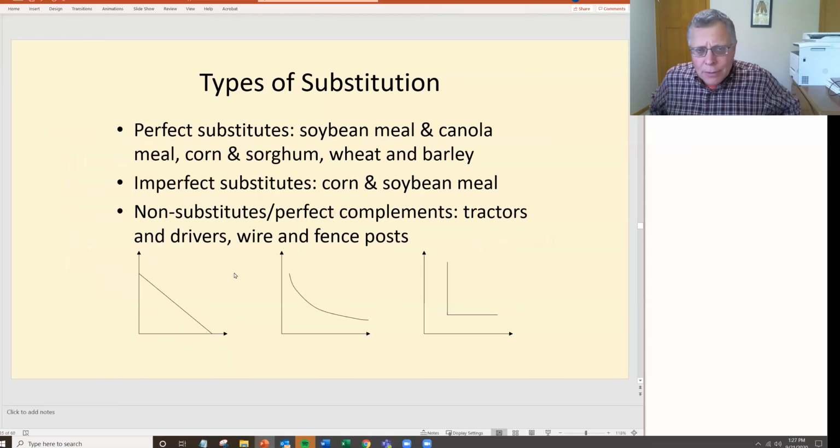But before we do that, I want to go through these different types of substitution, and think more broadly about substitution between inputs. We're going to talk about 3 types of substitution. There's going to be perfect substitutes. That's the one on the bottom left here, where the isoquants are actually straight lines. Imperfect substitutes, that's what we've been doing already, corn and soybean meal in a feed ration, for example. And then you have non-substitutes or perfect complements, where they don't substitute at all.